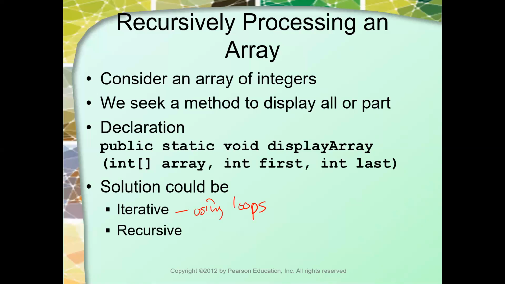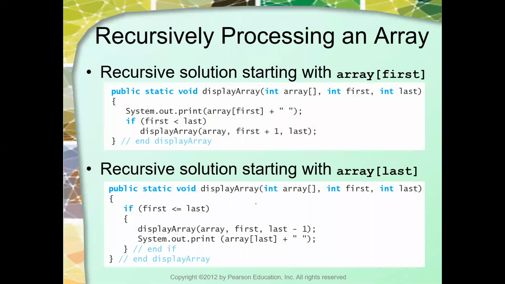While loops, for loops, whatever, versus recursive. Well, here is a method that displays the array recursively by printing the item at first in the array. And then if first is smaller than last, it's calling displayArray on first plus 1, because you've already printed out first, right? If you just print out the first item, you can then recursively call yourself starting at the next one over to the last. And as long as first is less than last, it will keep doing that recursively and printing the next item out in the array, right?